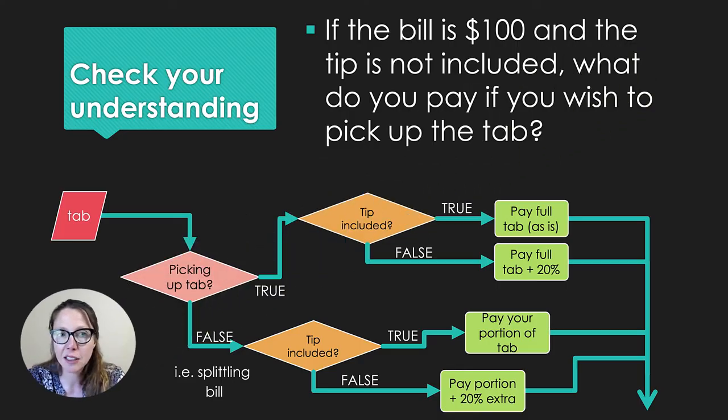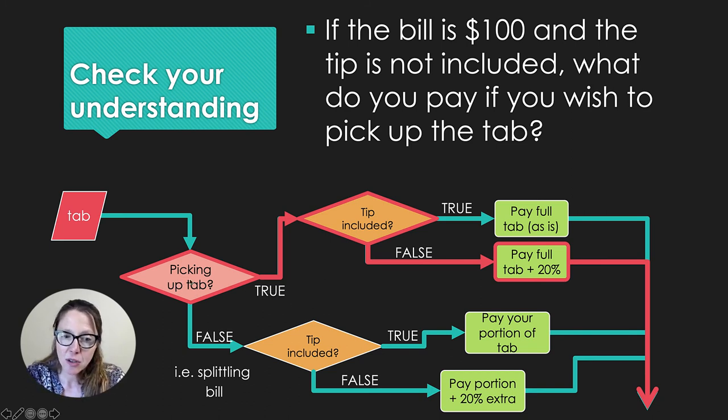So let's check our understanding of that. If the bill is $100 and the tip is not included, what do you pay if you wish to pick up the tab? So the first thing to do is check, where do we fall in this flow chart? So we see that we're picking up the tab, so we're going to follow that true branch, right? So here we are, picking up the tab is true. Is the tip included? Well, it says no, the bill was $100 and the tip is not included. So we want to make sure that we're following that false branch. The tip was not included, and so we want to pay the full tab plus 20%. So 20% of $100 is $20. So we're planning to pay $120.